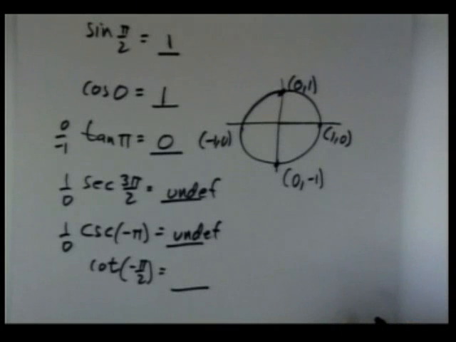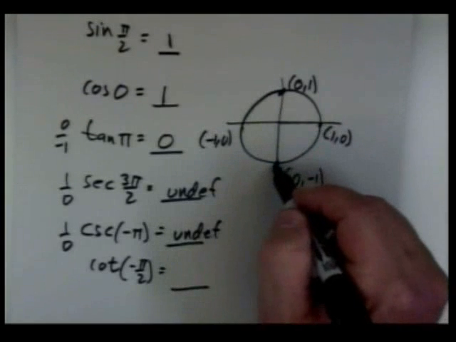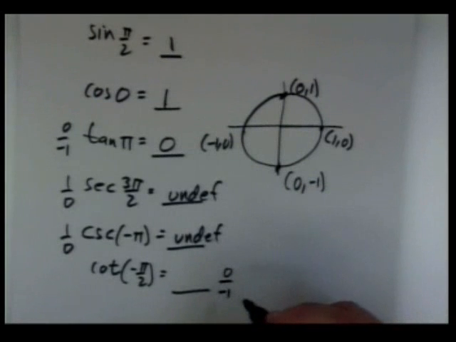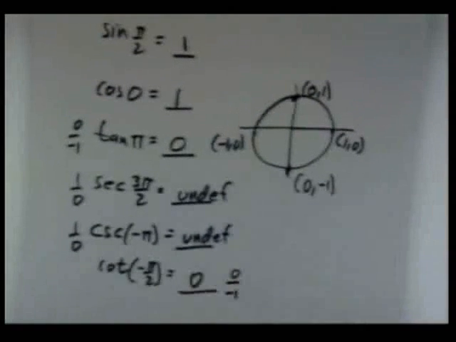And the cotangent of negative pi over 2. Now let's see, negative pi over 2 is straight down. The cotangent's the tangent upside down. Tangent is y over x. So I guess we'd want 0 over negative 1, and the answer to that is 0. Those are very simple to do. Let's check them a little bit and see what happens here.